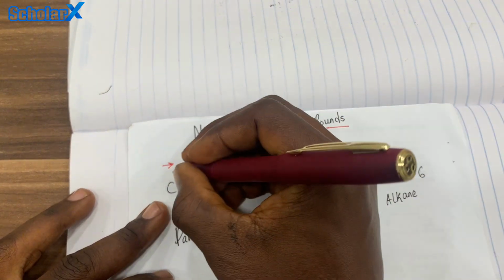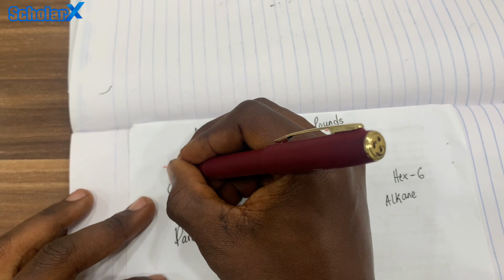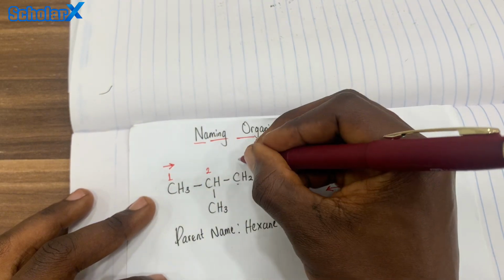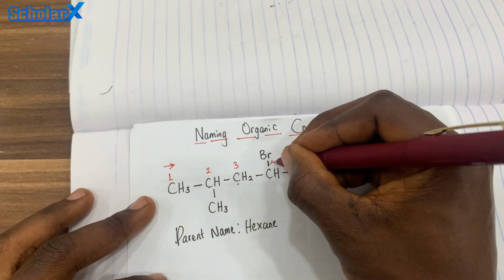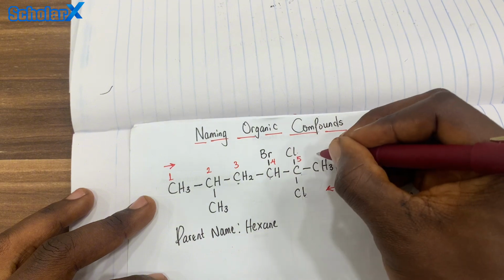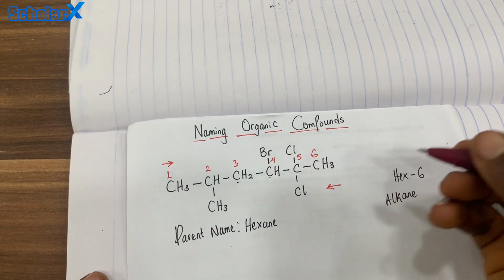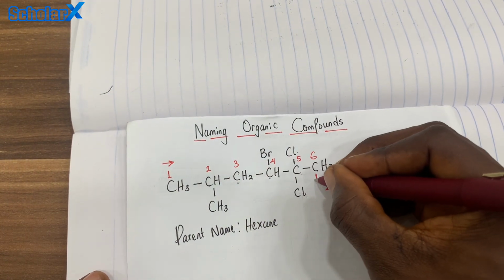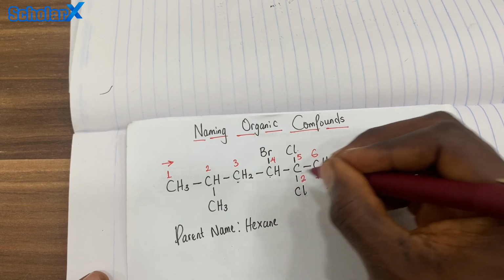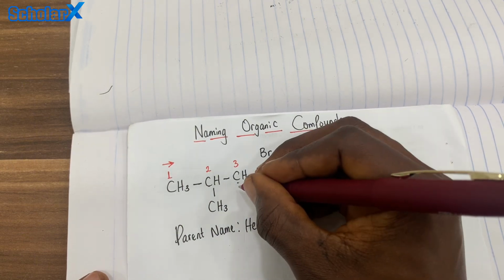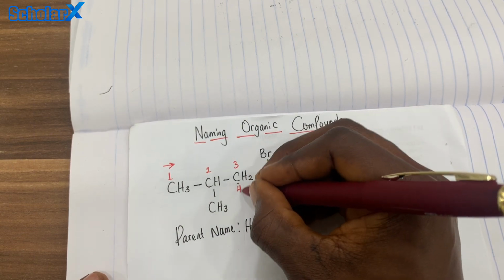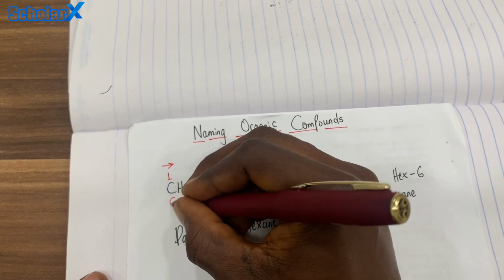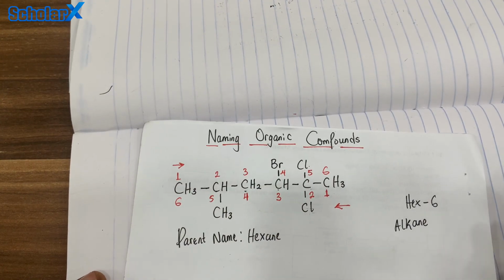So let's number it. If we're moving right, this is going to be our first carbon, this is going to be our second carbon, third carbon, fourth carbon, fifth carbon, and this is going to be our sixth carbon. If I'm moving left, this is going to be our first carbon, second carbon, third carbon, fourth carbon, fifth carbon, and this is going to be our sixth carbon.